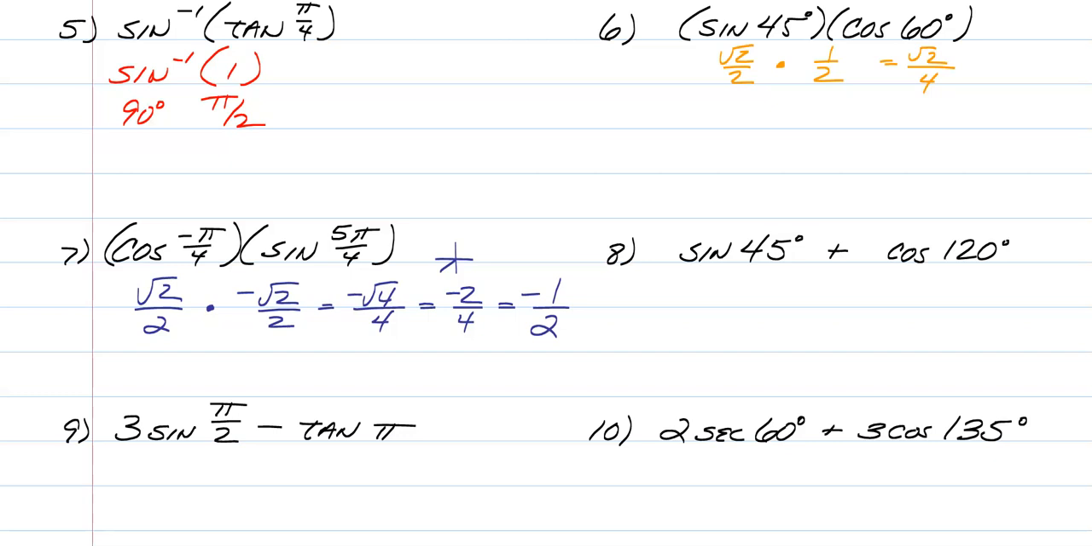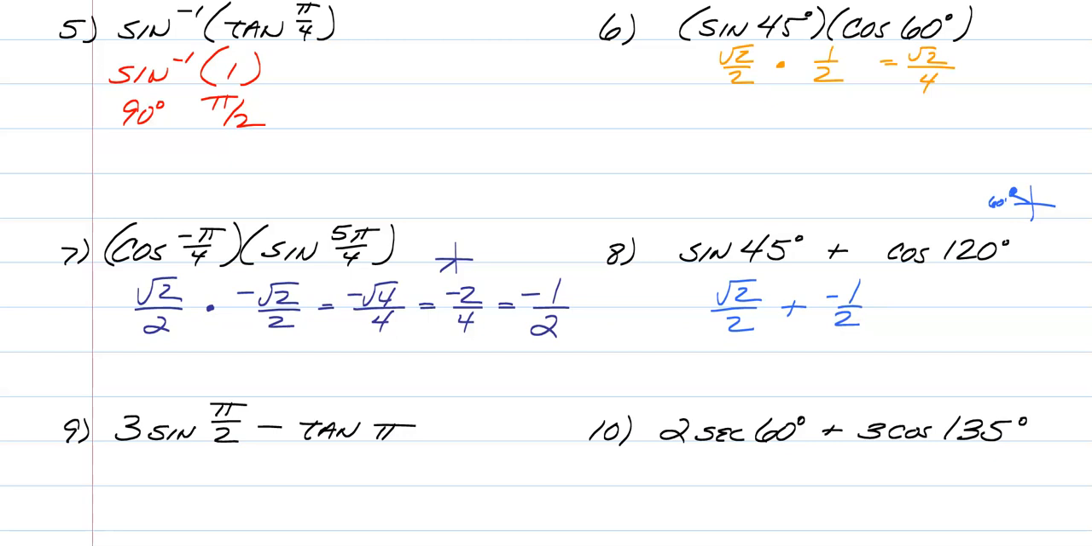What is the sine of 45? The sine of 45 is root 2 over 2, plus, what is the cosine of 120? So remember, 120 is going to be over here with a 60-degree reference angle. So that's where your cosine value is equal to 1/2. But since cosine is negative here, this is going to give us a negative 1/2. And then you just have to simplify.